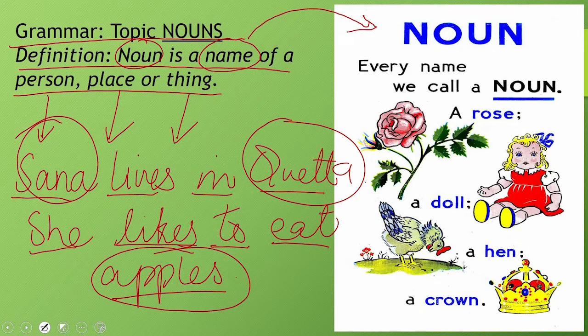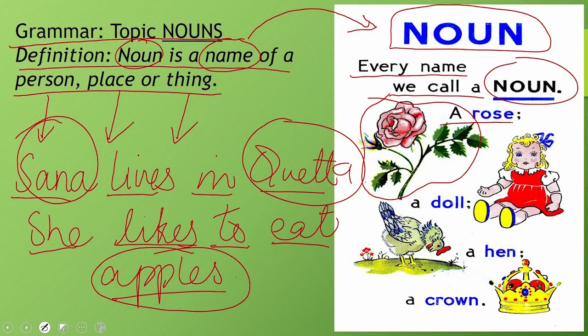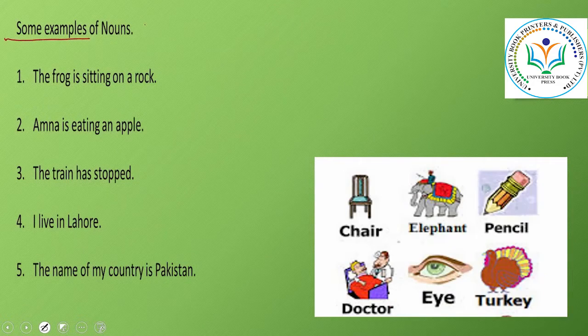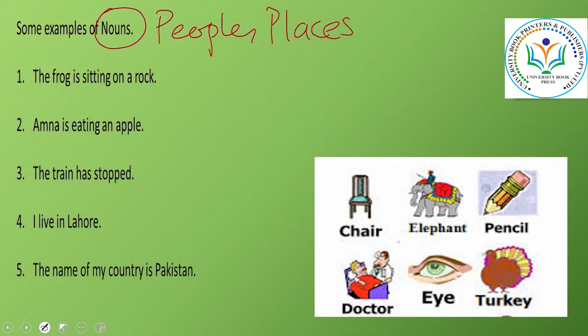Keeping this definition in mind, let's repeat what are nouns. Every name we call is a noun. A rose, a doll, a hen, a crown. Let's look at some more examples of nouns. I'm going to read these sentences one by one. Noun is the name given to people, places, or things. When we read, write, or speak a sentence, there is at least one noun in every sentence.